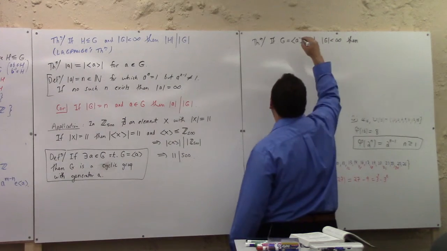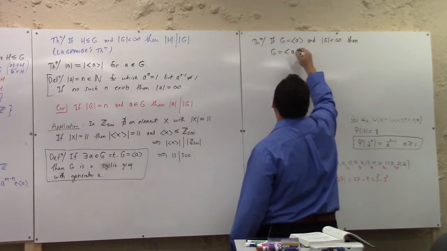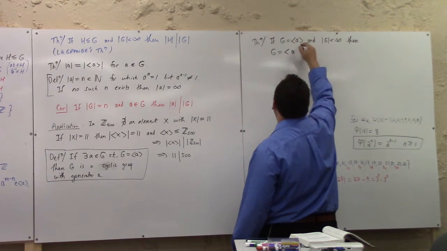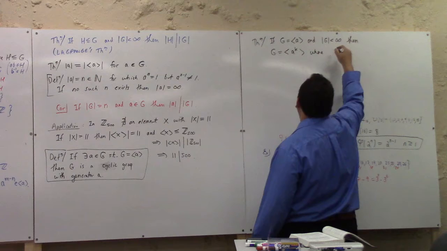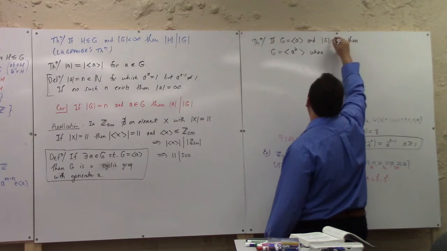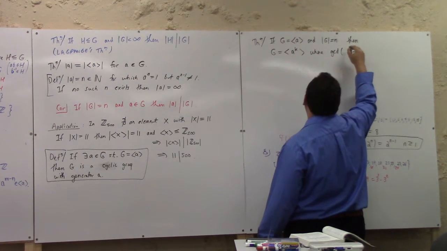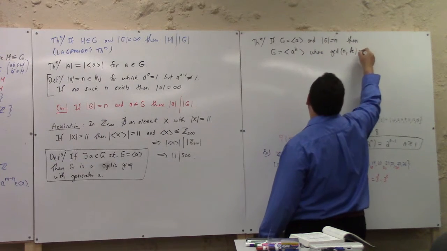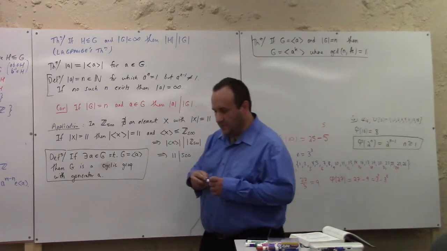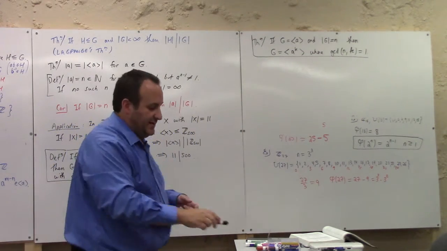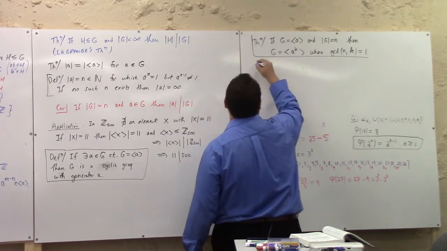G is also equal to the set generated by A to the power k, where I need to say that the order of G is n and the greatest common divisor of n and k is 1. So let me put it into words. Any power of A relatively prime to n is also going to serve as a generator for the group. All right, let's see here. So application.